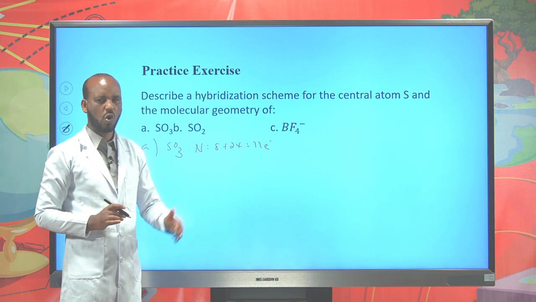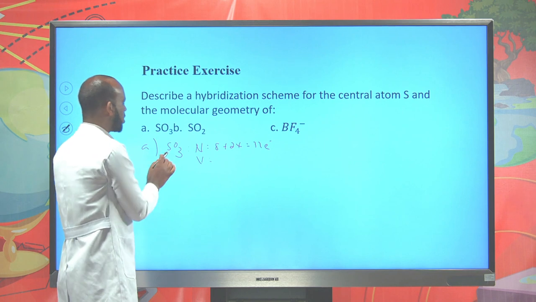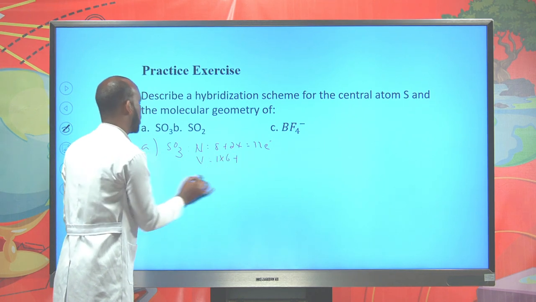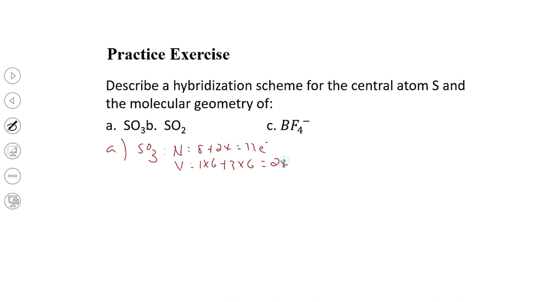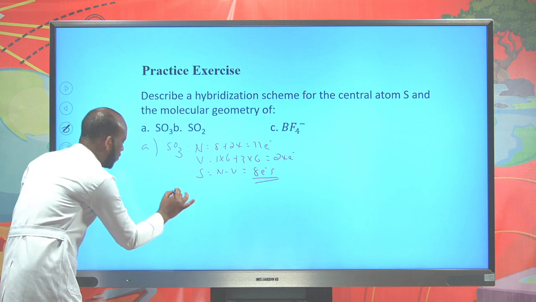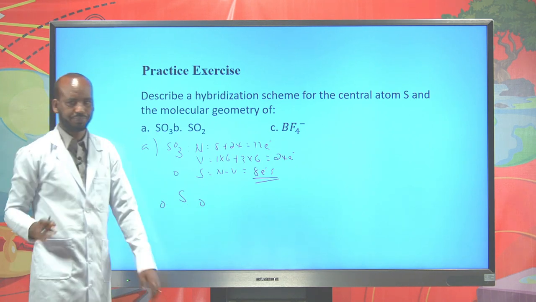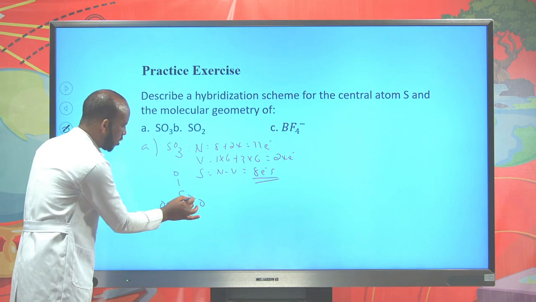Because all atoms tend to have a noble gas electronic configuration. Valence electrons, V: the valence electrons of sulfur is 6, 1 times 6, plus 3 times the valence electrons of oxygen, again 6, equals 6 plus 18 is 24 electrons. Now shared electrons, electrons which are involved in bond formation, is obtained by subtracting V from N, equal N minus V, which is 32 minus 24 is 8 electrons. 8 electrons are shared between 1 sulfur and 3 oxygen atoms. Sulfur, then oxygen, oxygen, oxygen. You see? 8 electrons. 2, 4, 6, 8. One of these is a double bond.